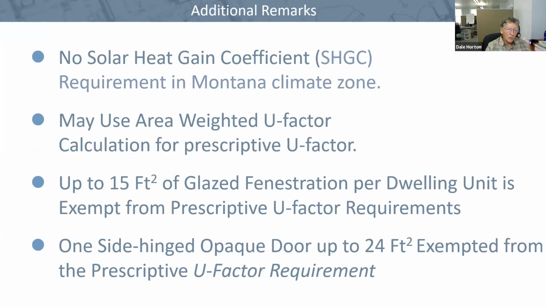So there are no solar heat gain coefficient requirements for Montana in the code for our zone. You may use area weighted U factors for a given component, still using the prescriptive table. There's a provision that allows you 15 square feet of fenestration that does not meet the U factor requirements. And there's an opaque door allowance of up to 24 square feet that is exempted from the U factor requirement. So you've got a couple of these exemptions which do allow you to skirt the code if necessary for small window and door areas.